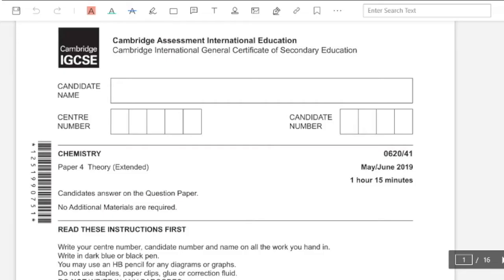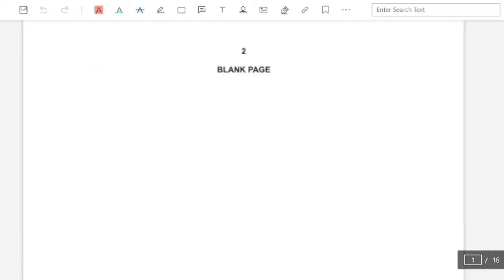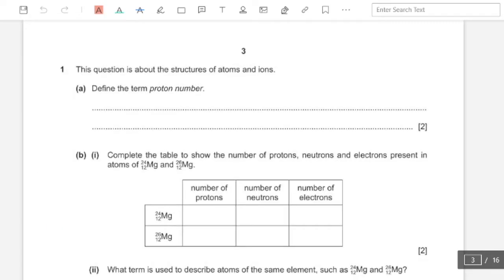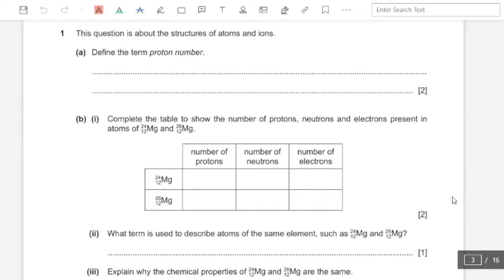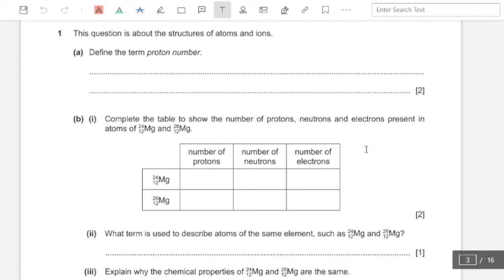Today we're going to be solving May-June 2019 paper 4 variant 1 of 0620 chemistry. In this video we're going to be solving the first few questions. Starting with question number 1. This question is about the structures of atoms and ions. A. Define the term proton number. So the proton number is the number of protons in the nucleus of an atom.